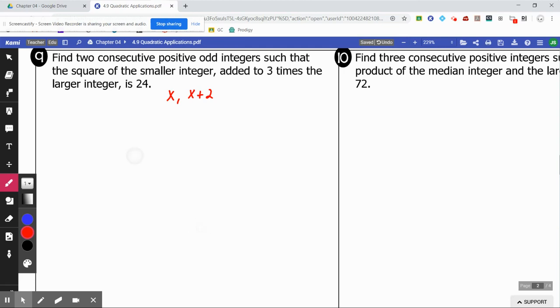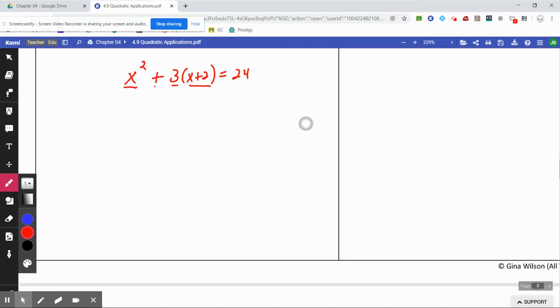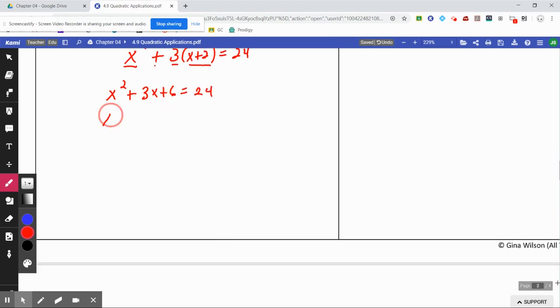The square of the smaller integer added to 3 times the larger. Say it again: the square of the smaller added to 3 times the larger is 24. So we solve it and we know what they are. That'd be x squared plus 3x plus 6 equals 24. Let's move our 24 over. X squared plus 3x, subtract 24, gives you a negative 18.